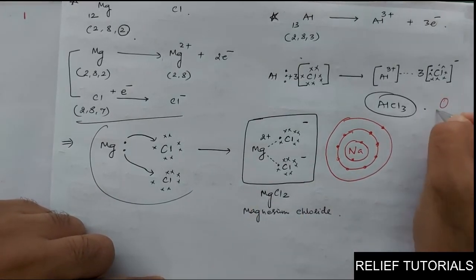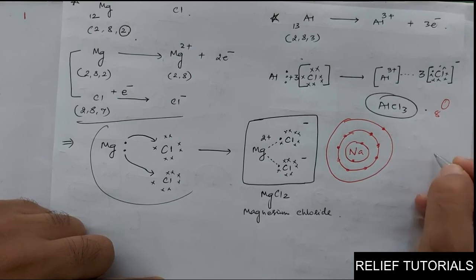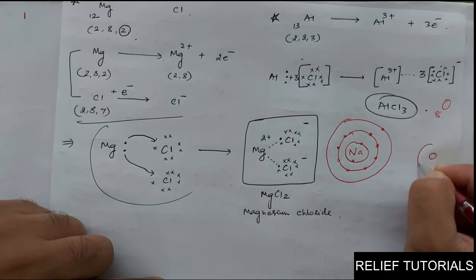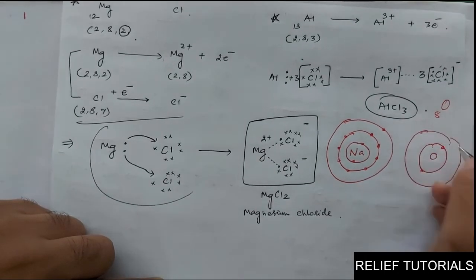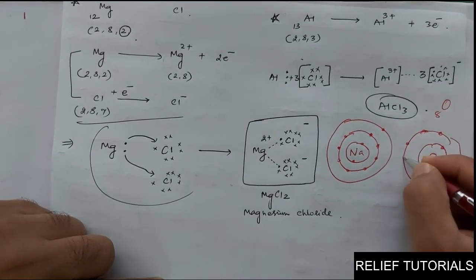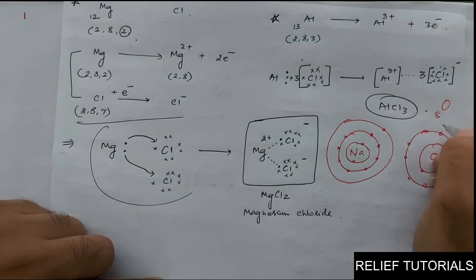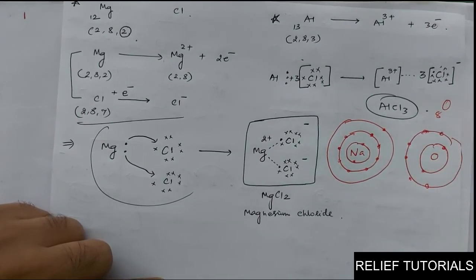Oxygen atomic number 8, so 2, 6. So this is oxygen's centre. The first orbit possesses 2 and the second orbit possesses 6. It's very easy to represent. According to the configuration, you are just showing the diagram.